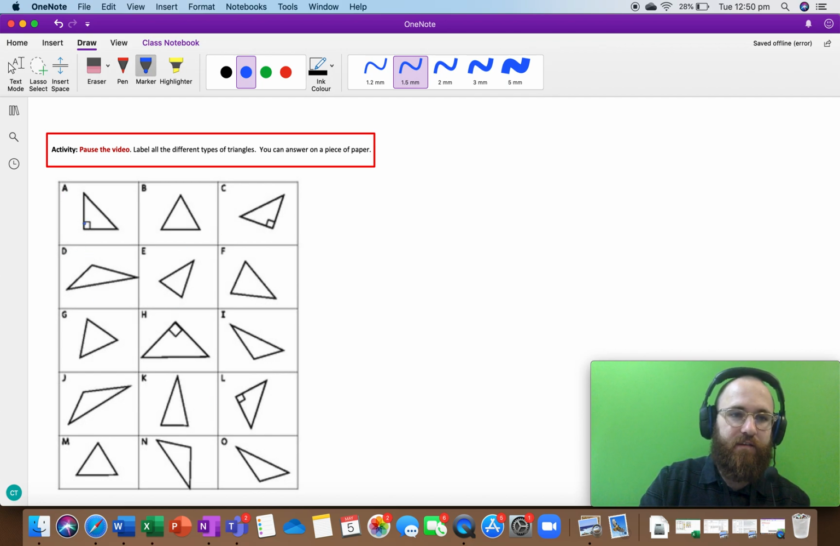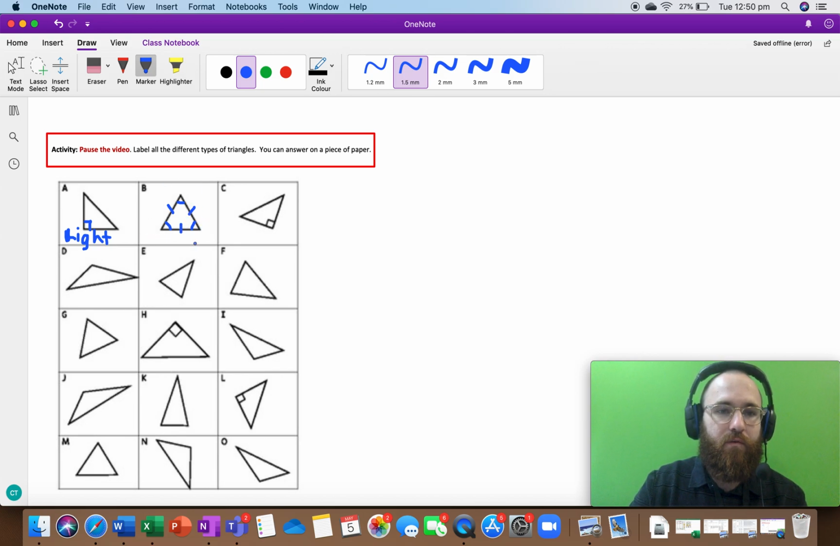So for A, if we do this together on the screen, I can see that it's a right angle triangle because there's a right angle. It shows me that. So you would write a right angle triangle. For B, you can see that it's an equilateral triangle just by looking at it maybe. Otherwise, you'll see that 3 angles are the same and also 3 side lengths are the same. Then you would write equilateral triangle.